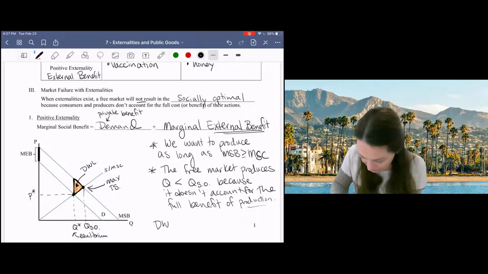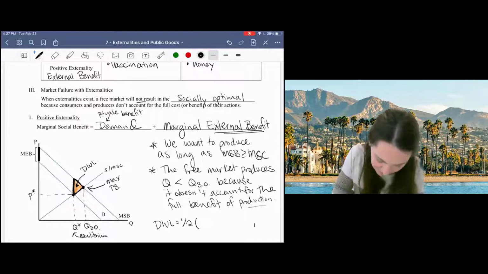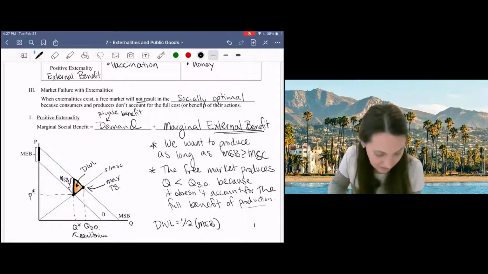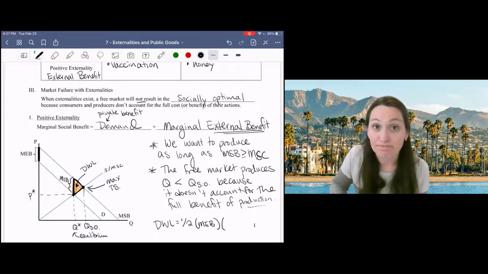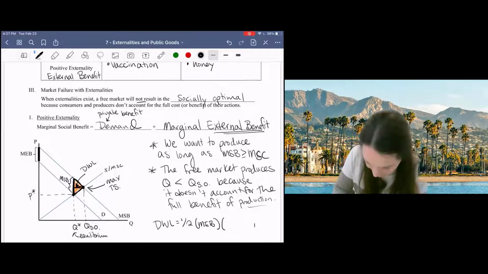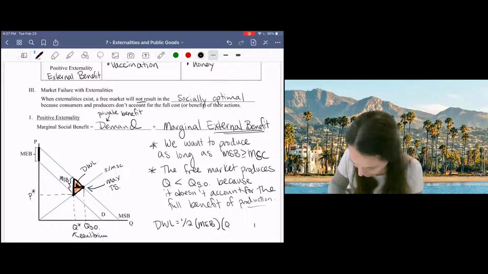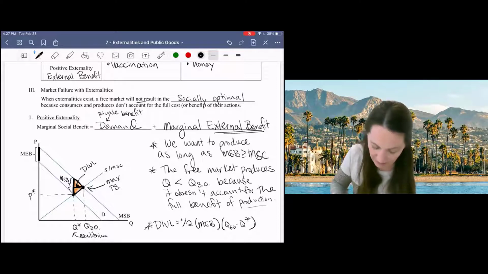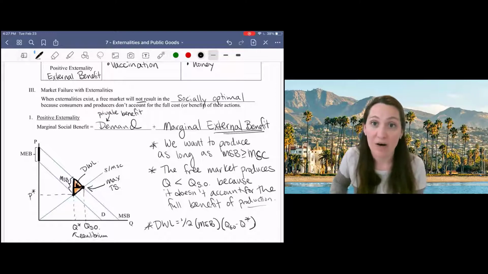So our deadweight loss triangle here will equal 1/2 times, remember, the height of the triangle is the marginal external benefit, the distance between those two lines, the demand curve and the marginal social benefit curve. And the width of the triangle, the horizontal distance, is the difference between the socially optimal quantity and the market equilibrium quantity. So you can use that as a rule of thumb for calculating deadweight loss when we have a positive externality.